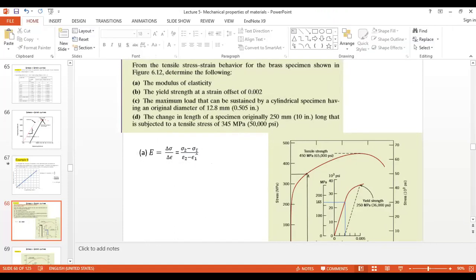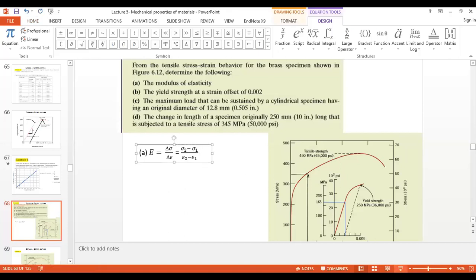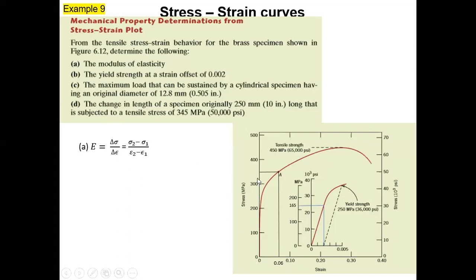So according to this, when you select two points in the linear region of the graph, I select one point here and one point at the origin. Corresponding to this point, first you need to know the stress and strain, that means sigma 2 and epsilon 2. Then corresponding to the other point, you also need to find the stress and strain. My other point is the origin, so it is 0 and 0. So you can put the values.